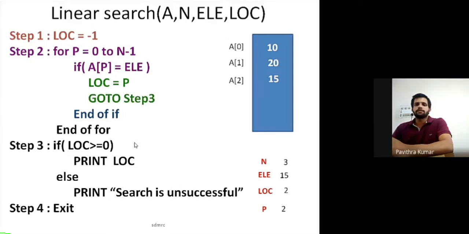What does step number 3 read? I'm going to compare the value of LOC. So what is the value of LOC right now? It is 2. Absolutely, that is greater than 0. So the if condition is true, so the if statement is going to be executed. It reads: print the value of LOC. The search is successful. The element is found at location 2. See, 15 is found at location number 2.